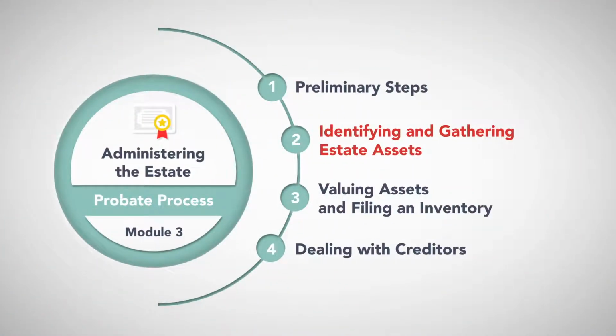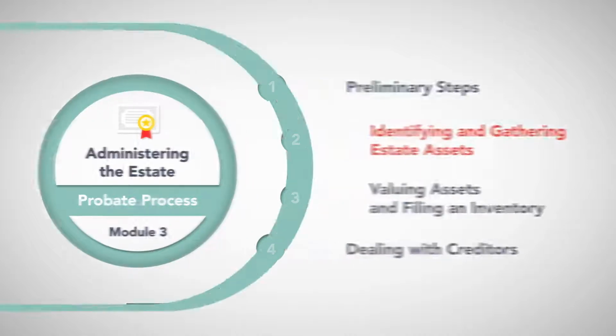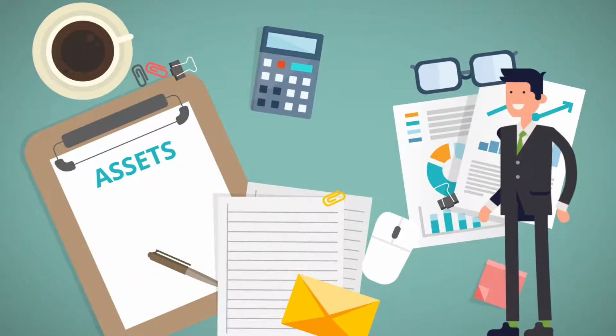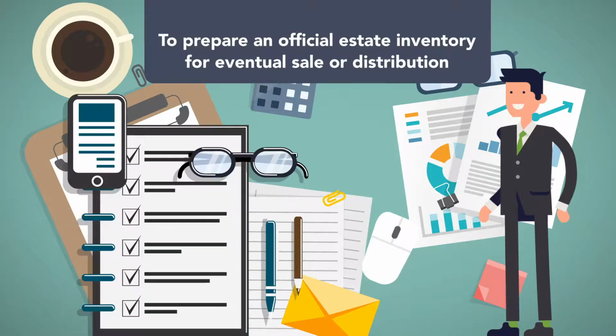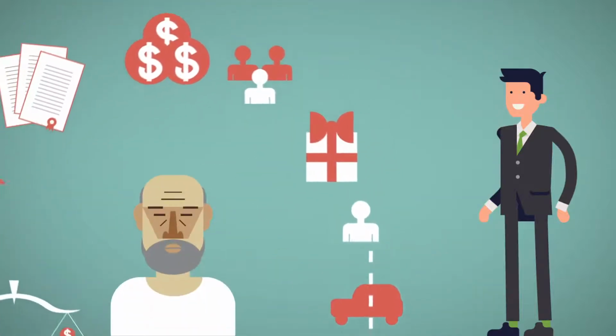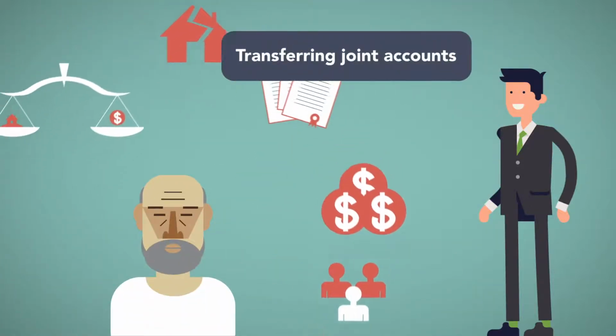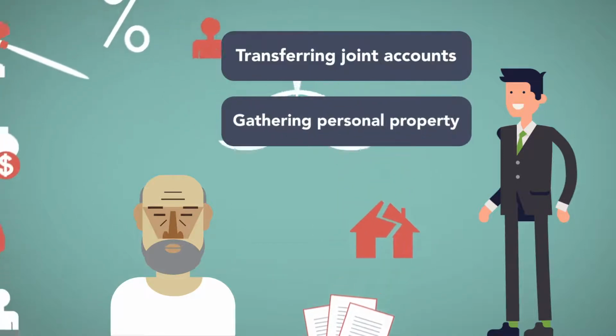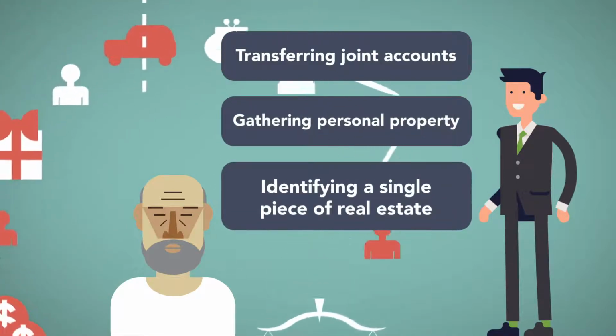Identifying and gathering estate assets. Next, the executor should gather assets from the various people and institutions holding them to prepare an official estate inventory for eventual sale or distribution. For small estates, this process can be relatively simple and may consist of transferring joint accounts, gathering personal property, or identifying a single piece of real estate.